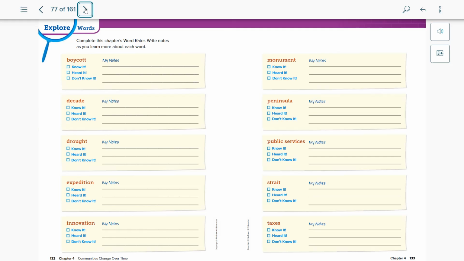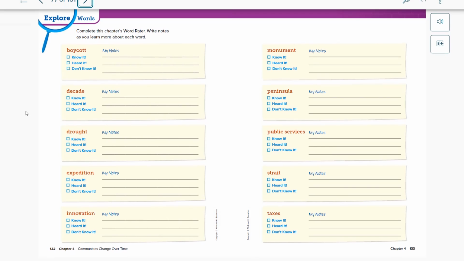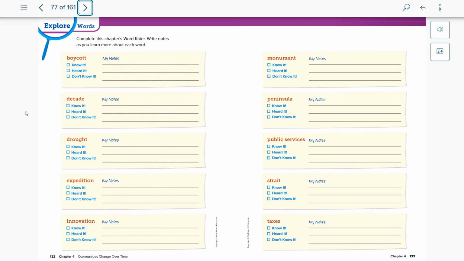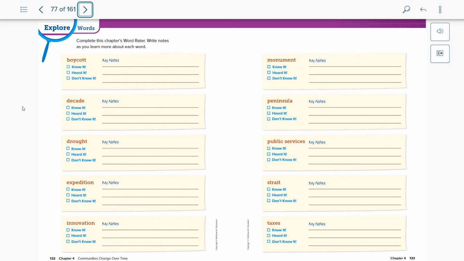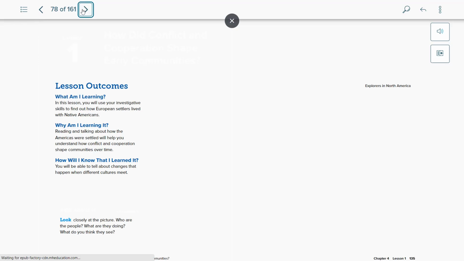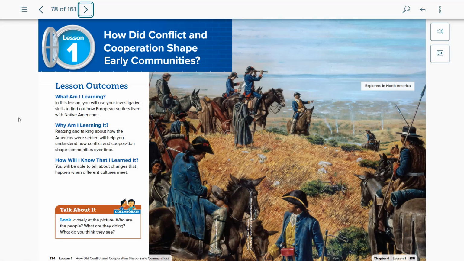Now, the first thing we're going to do is go through our vocabulary and fill it in as you read through the chapter. You're going to come across the meaning of these words. We have the word boycott, decade, drought, expedition, innovation, monument, peninsula, public service, strait, and taxes. Check off if you know it, if you've heard it, or if you don't know it. Once you've completed that, we're going to jump in and take a look at lesson 1.